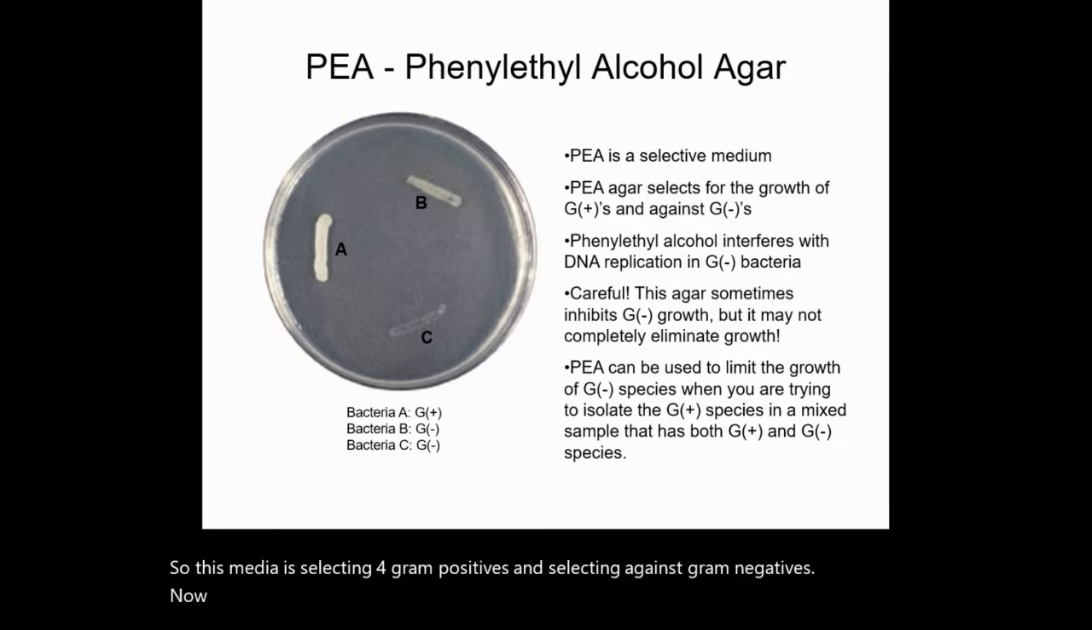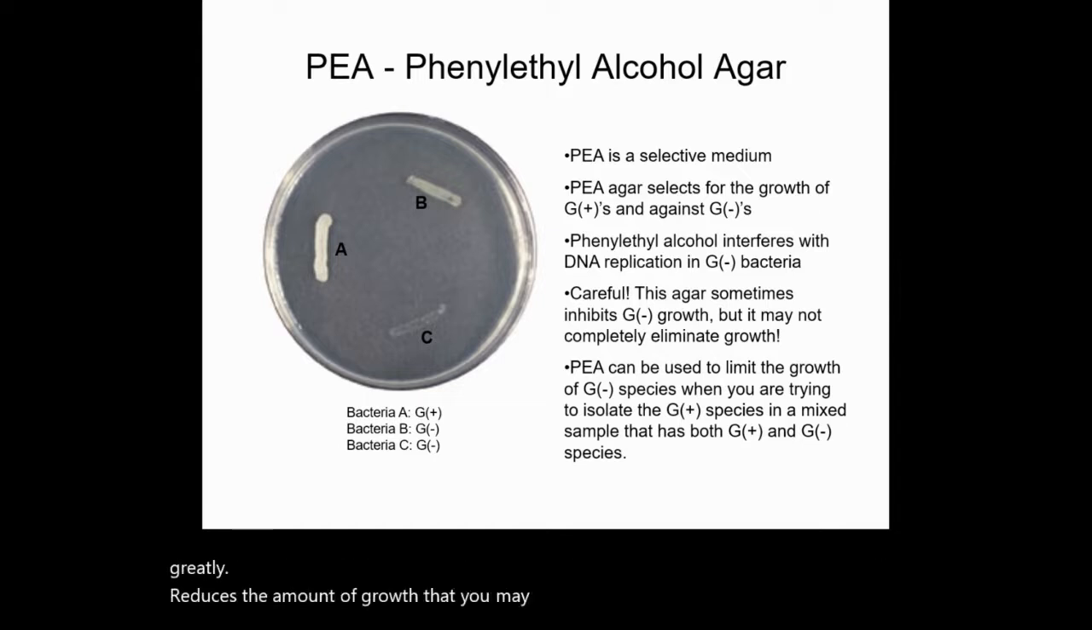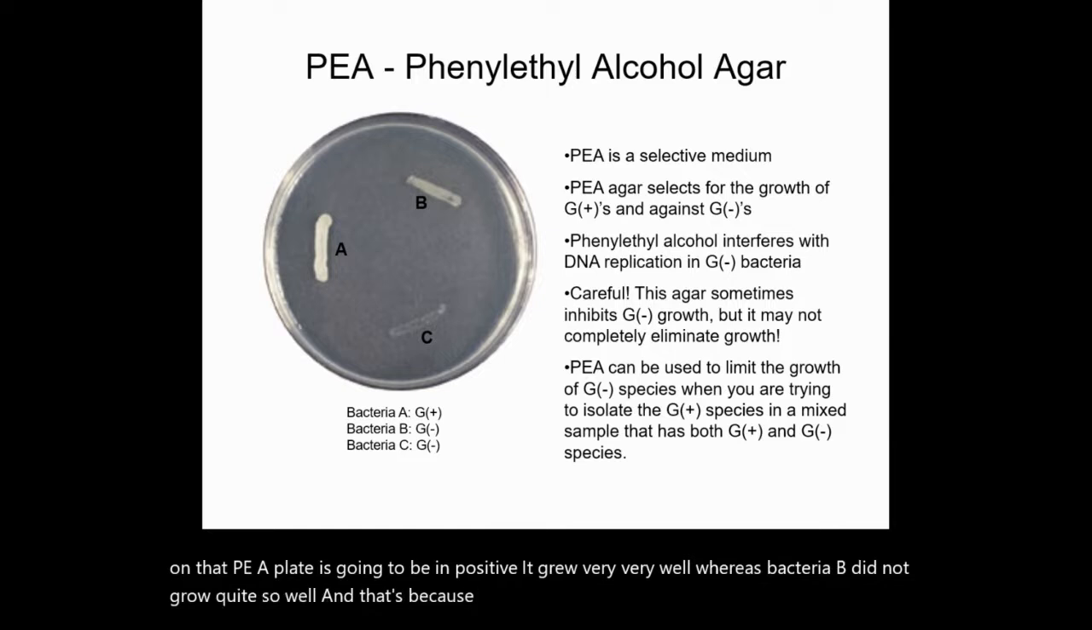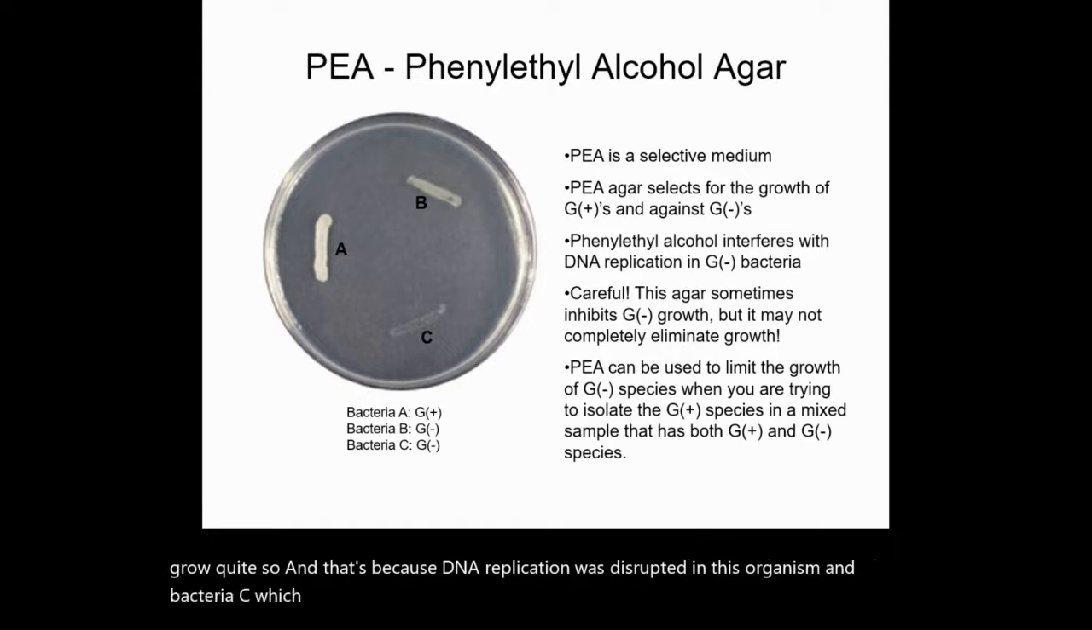Now, it doesn't completely prevent all gram-negative organisms from growing at all, but it greatly reduces the amount of growth that you may see. So as you can see on this photo, organism A on that PEA plate is going to be gram-positive. It grew very, very well. Whereas bacteria B did not grow quite so well, and that's because DNA replication was disrupted in this organism. And bacteria C, which is also gram-negative, had an even worse time growing because it was just more susceptible to the phenylethyl alcohol.